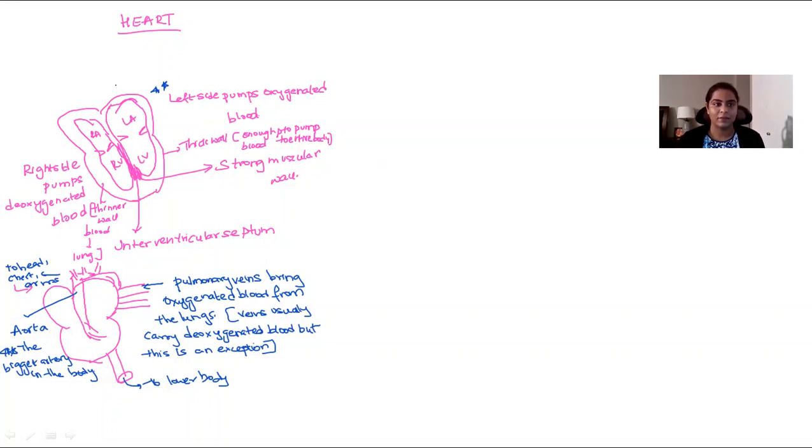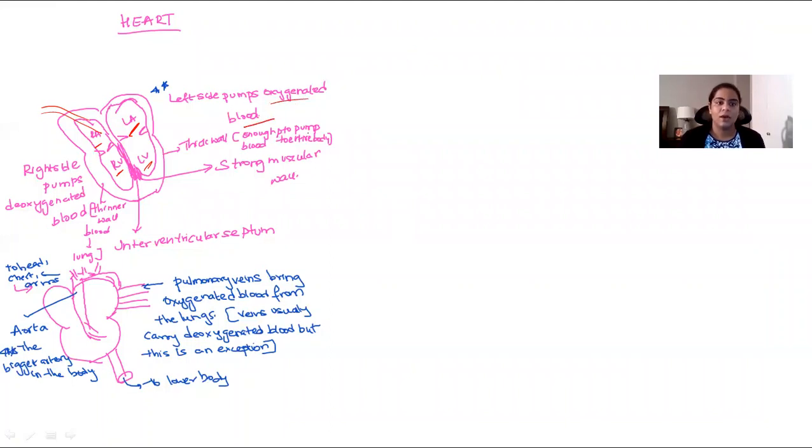So let's start. So we all know that basically heart is having atrium, two ventricles. Here you can see left atrium, here you can see left ventricle, here you can see right atrium and right ventricle. Okay, right side pumps deoxygenated blood. All right, so right atrium receives blood that is deoxygenated, whereas left side receives oxygenated blood.